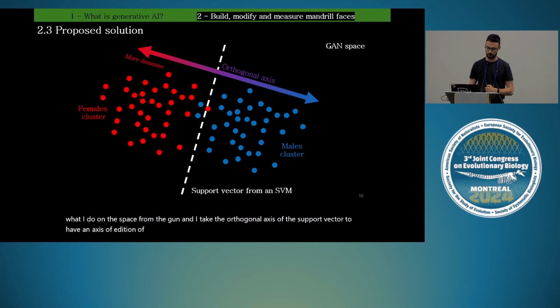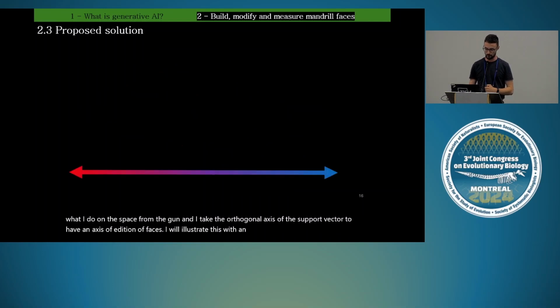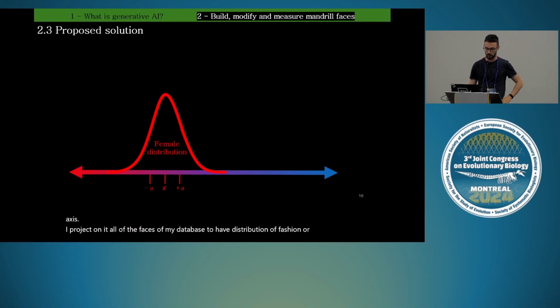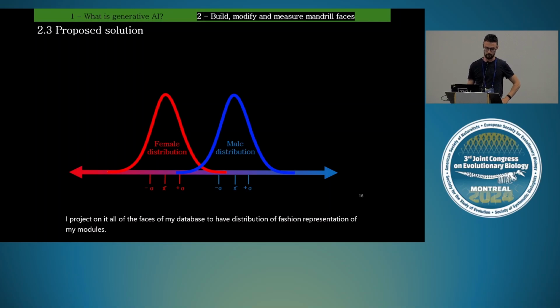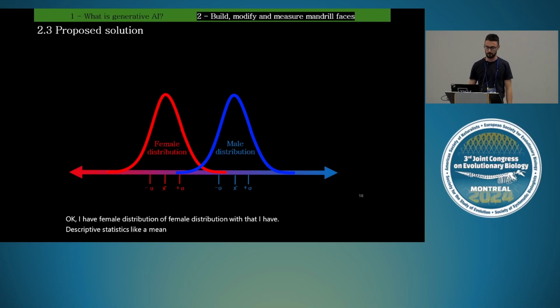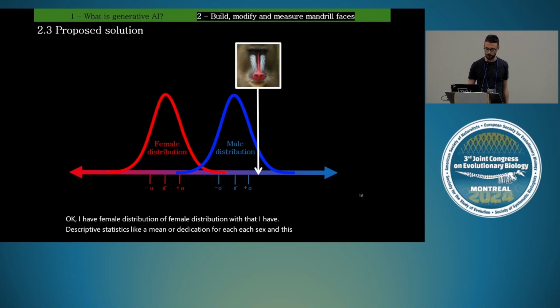I will illustrate this with an example. Okay, I take my axis, I project on it all the faces of my database to have a distribution of facial representation of my mandrills. Okay, I have a female distribution and a male distribution. With that, I have descriptive statistics like a mean or standard deviation for each sex. And this is the key point of my presentation.